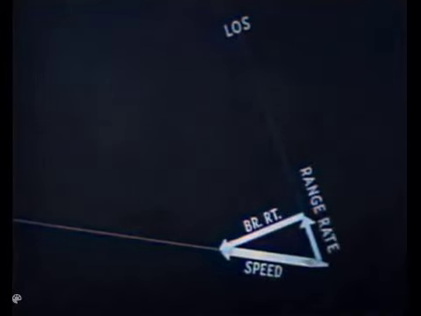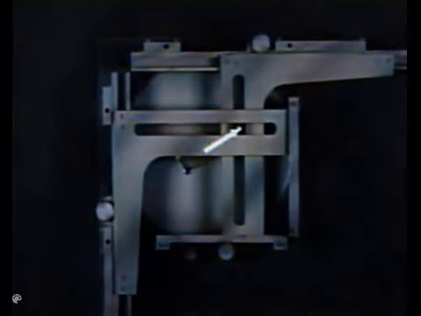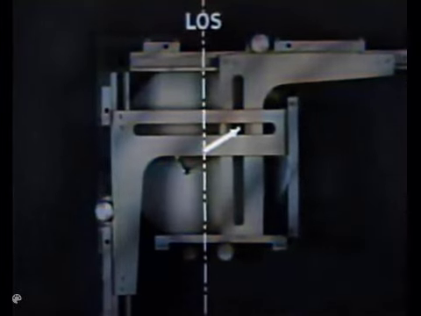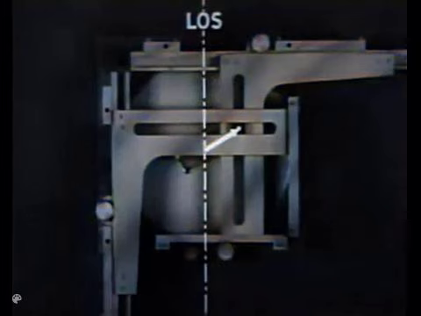This is done by the component solver. It continuously forms the vector diagram, measures the components, and transmits their values to other parts of the computer. To see how it forms the vector diagram, we'll start with the speed vector, considering first its direction. Direction is measured relative to this center line, which represents the line of sight.